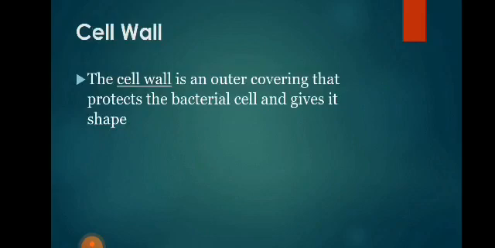Next is the cell wall. The cell wall is an outer covering that protects the bacterial cells and gives them shape. A cell wall is a fairly rigid layer surrounding a cell, located outside of the plasma membrane, that provides additional support and protection. A major function of the cell wall is to give the cell strength and structure and to filter molecules that pass in and out of the cell.